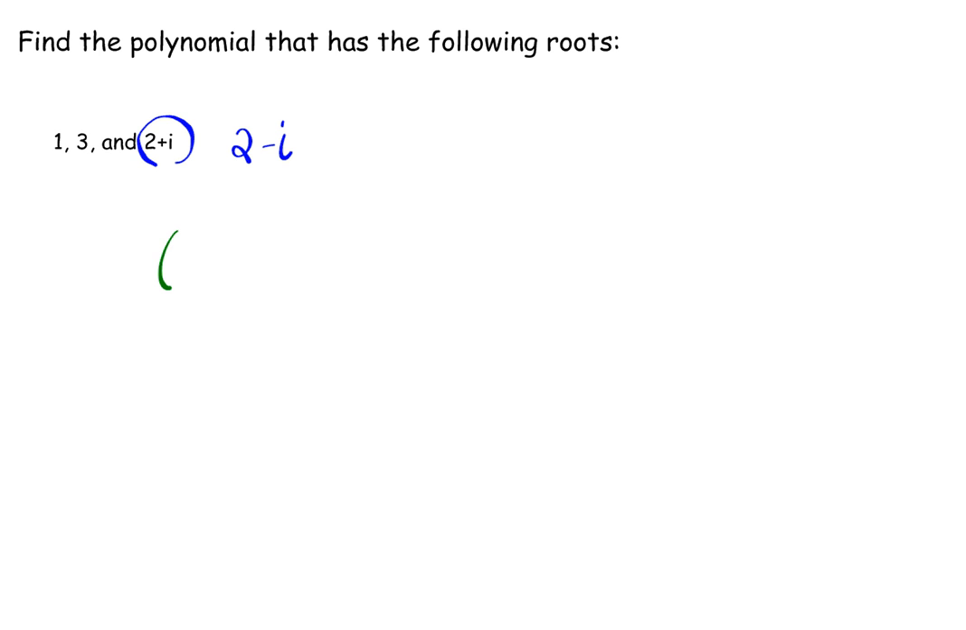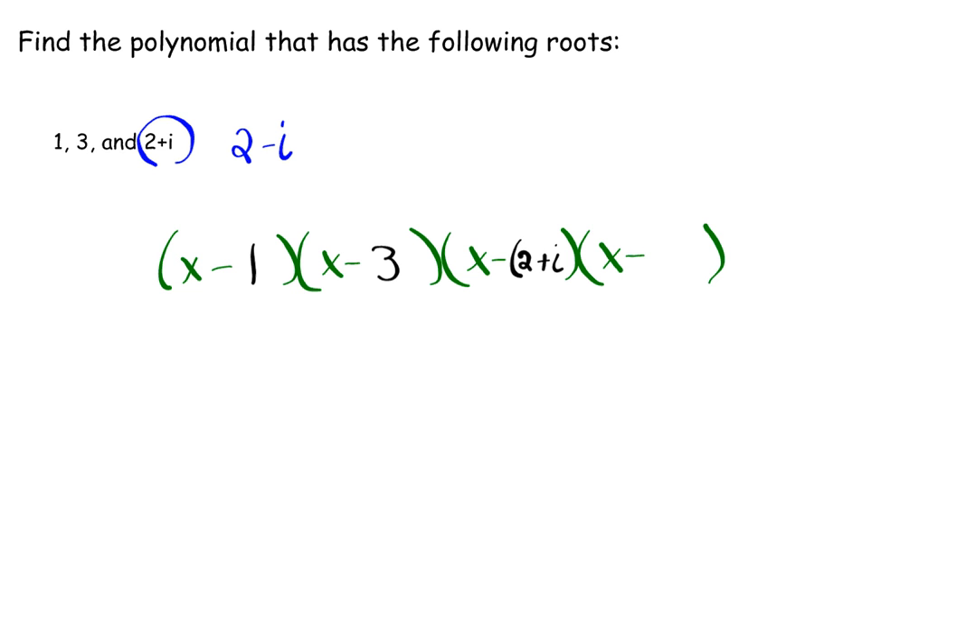So my roots or my factors look like this. And I'm going to stick in my roots: 1, 3, 2 plus i, and 2 minus i. I'm going to simplify these two over here. They give me x minus 2 minus i and x minus 2 plus i.